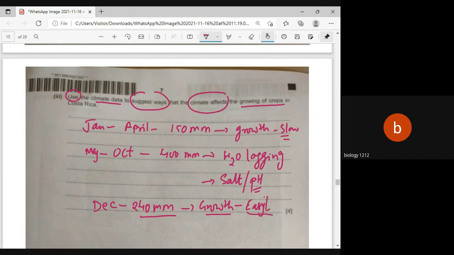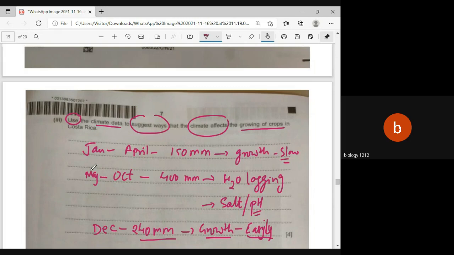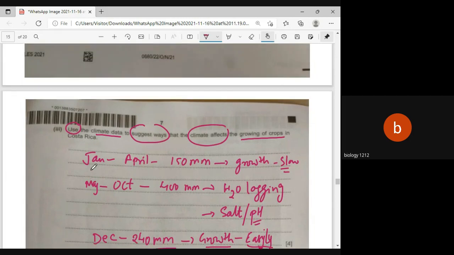Okay, there is no much effect on the growth. So there you can say that in the month of December or in the month of December to January, the growth is a little bit slow, but it won't affect the growth of the plant. But yes, during the month of May and October, water logging, salt formation, and pH will be affecting. That's what they are asking you. Suggestion how the climate is affecting the growth of the crop in Costa Rica.